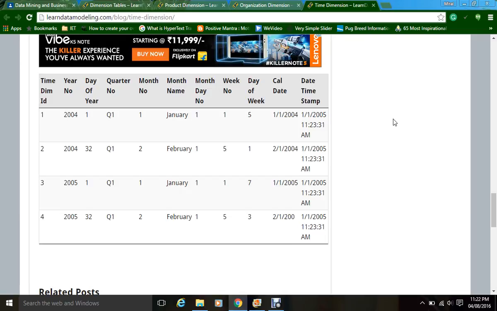So now to conclude, the dimension table would be having business entities of an enterprise, and the dimensions are of four types: location dimension, product dimension, organization dimension, and time dimension.